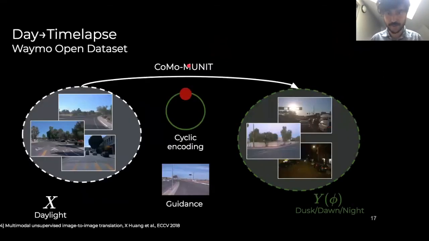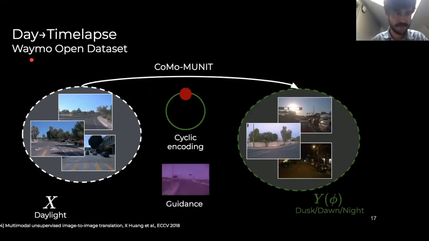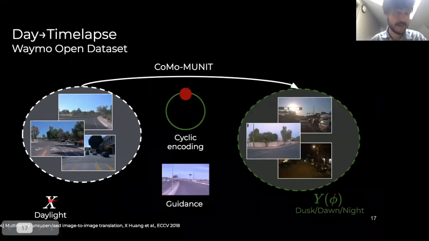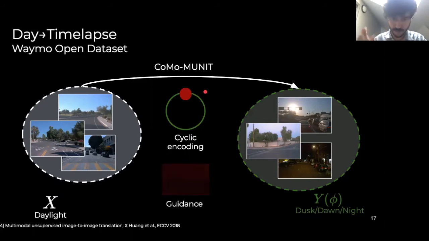Anyways, I talked about the architecture, so let's maybe talk about the experiments, so we can also realign on the tasks that you are trying to achieve. Again, I'm going to talk mainly about the day-time-lapse experiment, which is the most important one. We use the Waymo open dataset to perform the experiment. And we defined as a source domain, as I told you before, the daytime, while we have the mixed heterogeneous domain, which is dawn, dusk, and night. We use CoMoMUnit for the translation, with a cyclic encoding to distinguish between dusk and dawn.